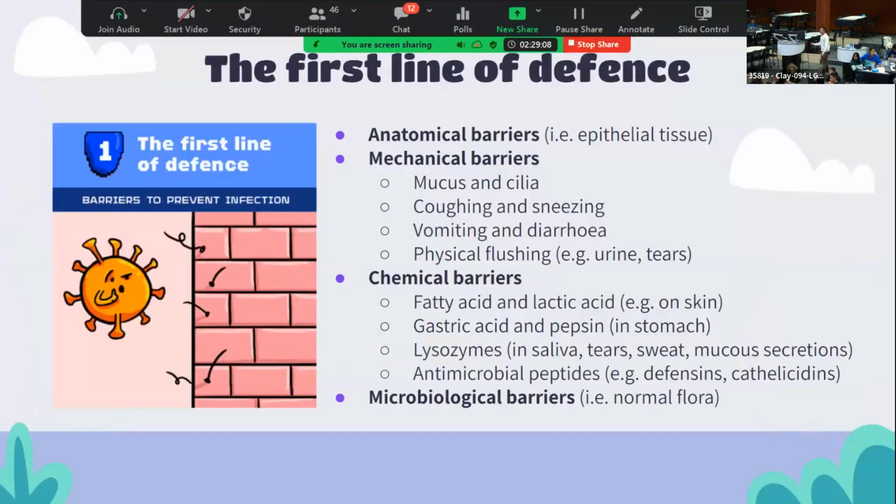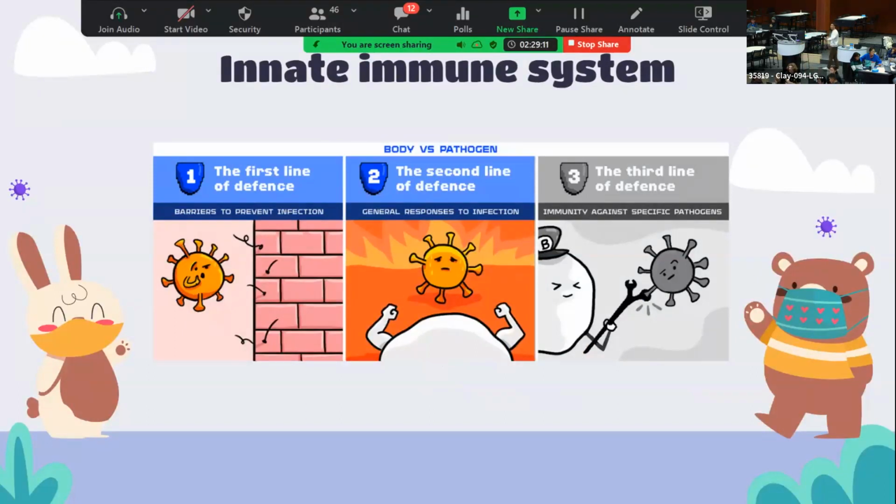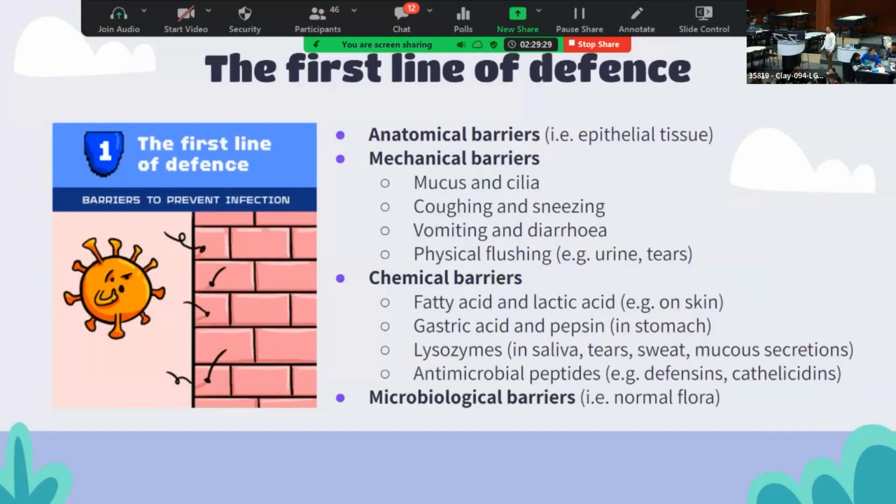Yeah, so the innate immune system, you've got 3 lines of defense. The innate immune system comprises the first 2. So the first one is to prevent the actual infection. Second line is the non-specific responses to the infection. So the first line of defense, you have those barriers: anatomical, mechanical, chemical, and microbiological. Microbiological being the normal flora. You can go over each of them yourself, but it's probably useful to know all of these, really.